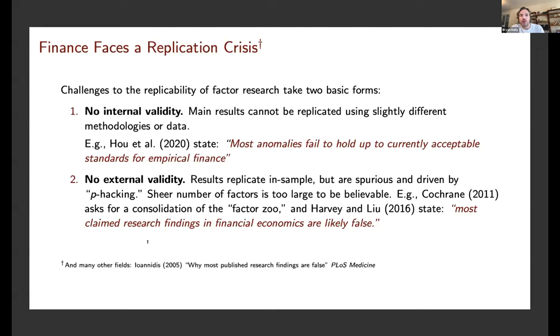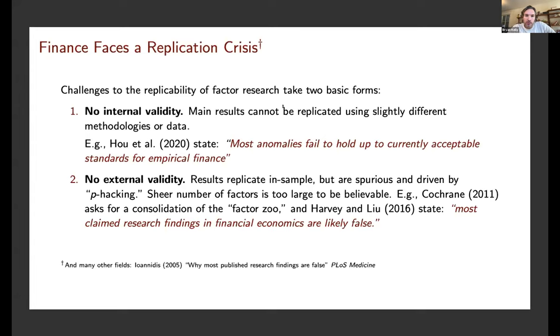So we have two quotes here from two largely influential and, I think, excellent papers in the literature. Hou, Xue and Zhang mention that most anomalies fail to hold up to currently acceptable standards for empirical finance research. And Harvey states that most claimed research findings in financial economics are likely false. So these are two very disturbing criticisms of our profession.